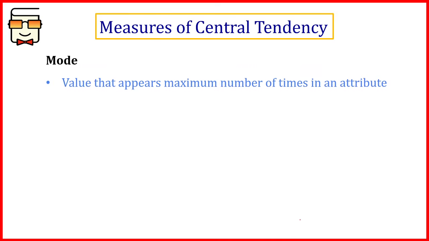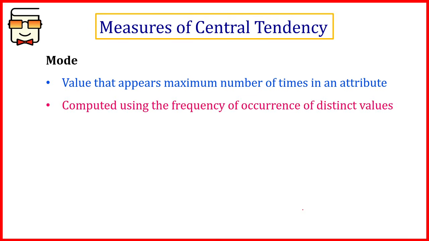All right. Okay, coming to mode. Now mode means the value which is occurring the maximum number of times, or the value that is the most frequent in a particular attribute. So the frequency of occurrence has to be calculated to find out the mode.